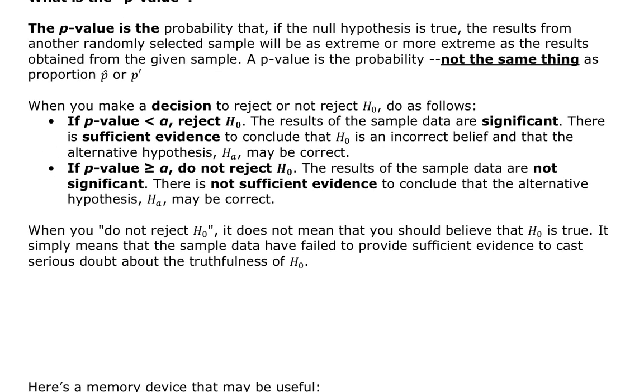So when you do not reject the H0, that is the null hypothesis, it does not mean that you need to believe the H0. It just means that the data we have fails to provide sufficient evidence that will cast doubt on the truthfulness of the H0. And remember, the H0 is the status quo, what is expected to be believed, and we are testing whether or not it actually is, sort of.